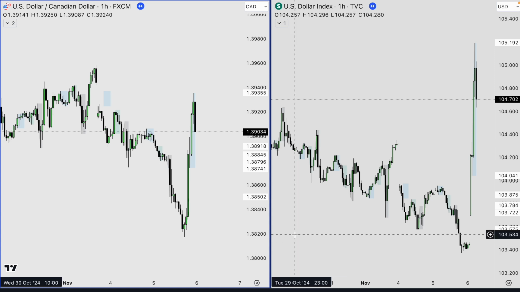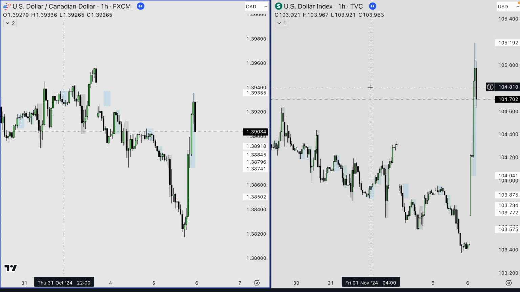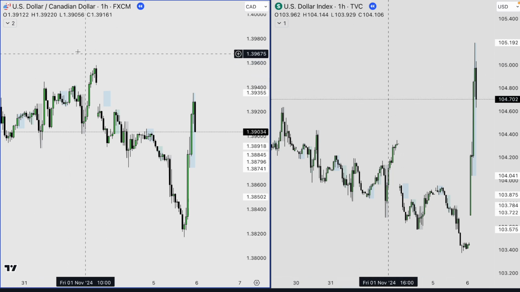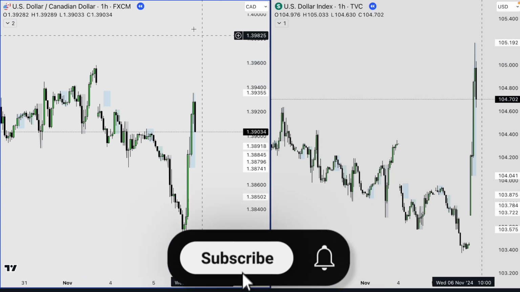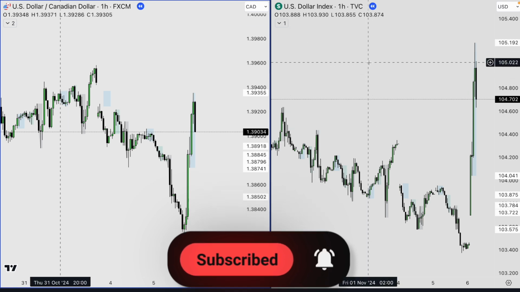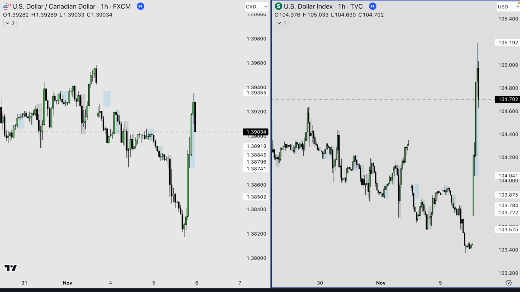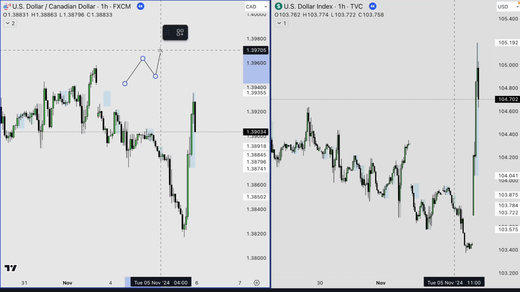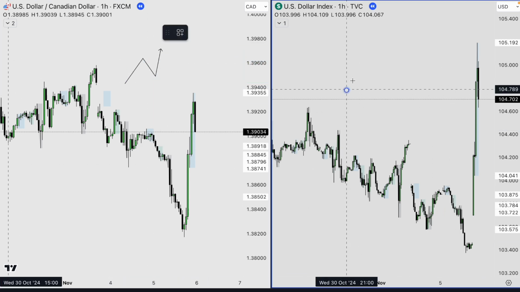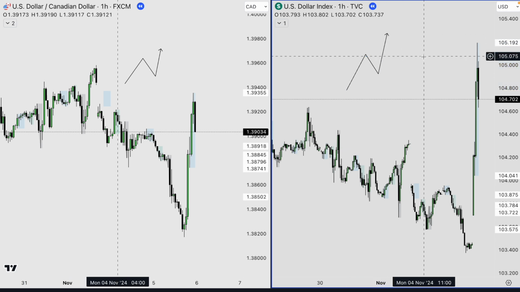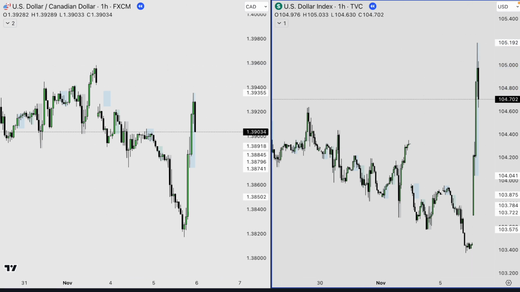So moving on to the trade that I've shared live with the community, I started with dollar CAD, and on the left we have dollar CAD, on the right we have dollar index. Now these are correlated pairs. If dollar CAD makes a higher high, I'm expecting dollar index to make a higher high as well. Now, what can you see here?